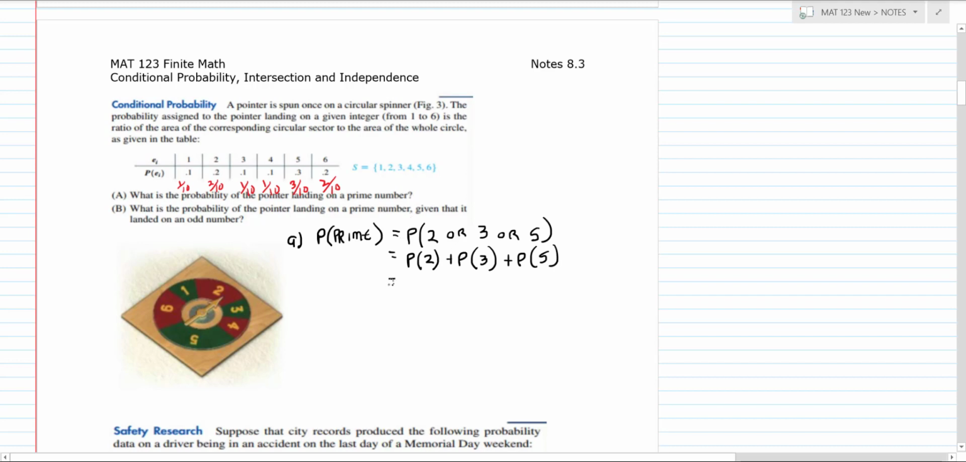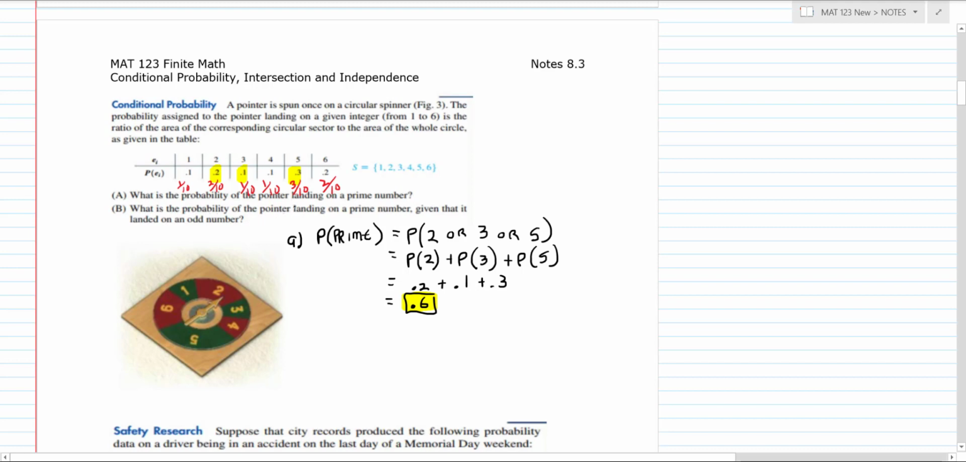So now if you look this up on the table, it would go like this. The probability of getting a 2 is 0.2. Probability of a 3 is 0.1. Probability of a 5 is 0.3, so we would just add up 0.2 plus 0.1 plus 0.3, so that probability would be 0.6. Okay, so that would be the answer to part A.